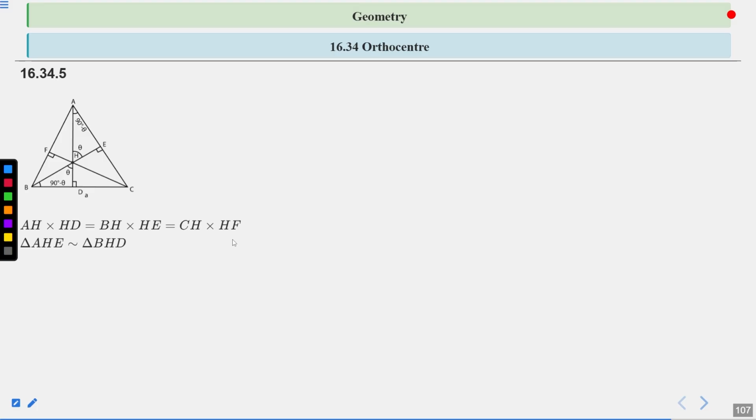So triangle AHE is similar to triangle BHD. So AH upon BH equals HE upon HD. So we can also say that AH into HD equals BH into HE.